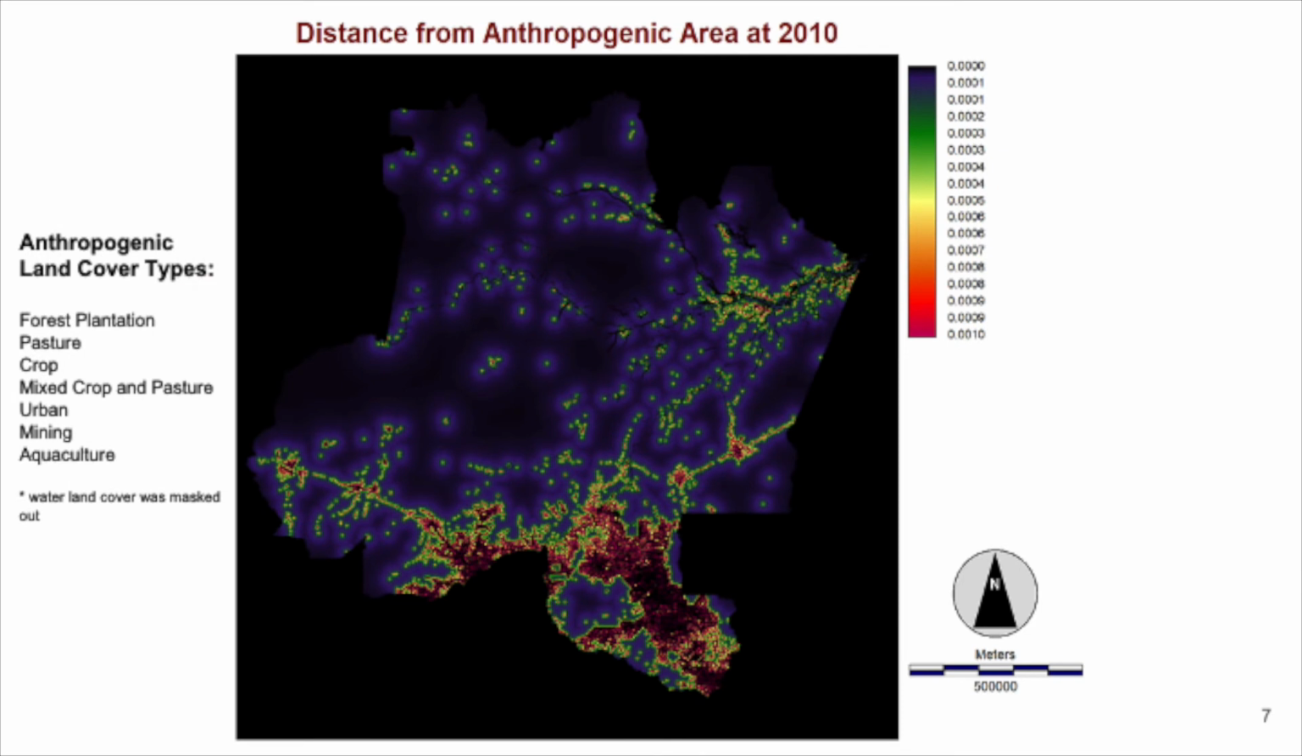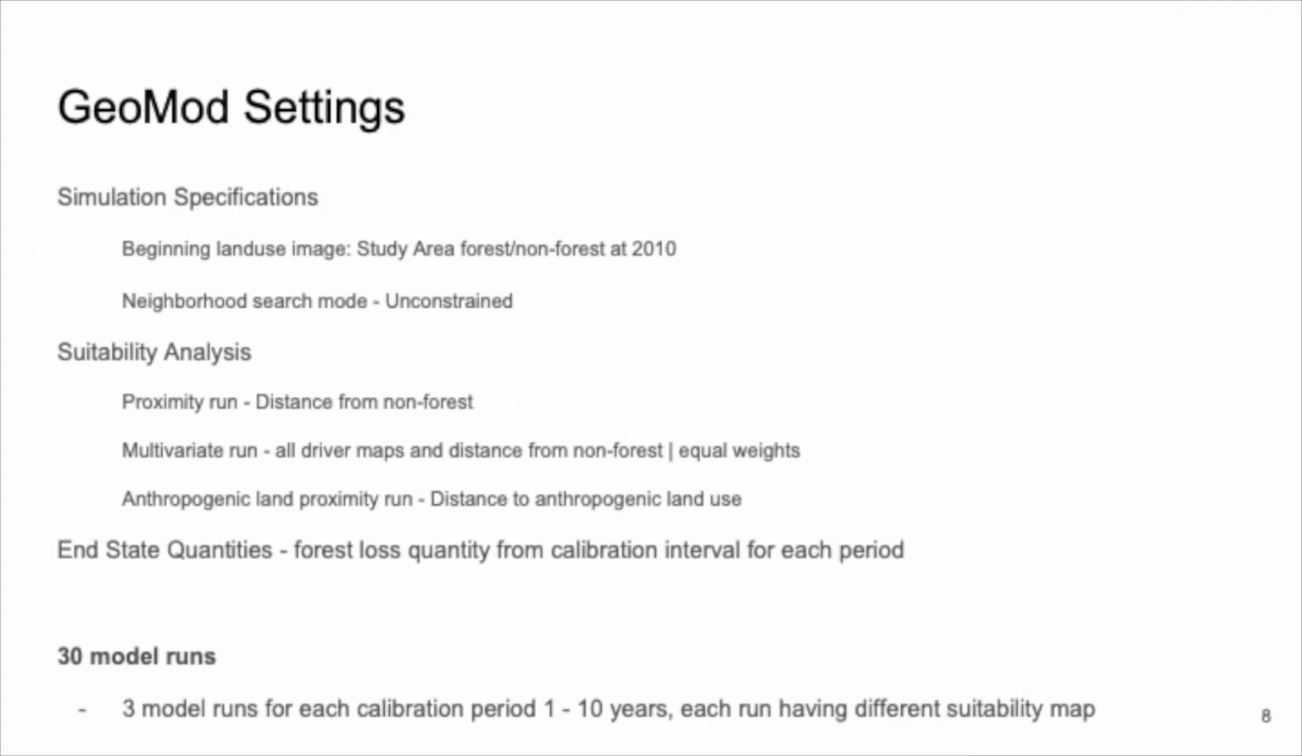This is our suitability map that we used for our anthropogenic land proximity runs, which uses distance from anthropogenic land uses in 2010. This was used with the intent of increasing the accuracy in finding areas where forest loss may not be likely. Notice that water land cover was masked out since it's not a candidate for forest loss. In GeoMod, the following parameters listed were used for this analysis.